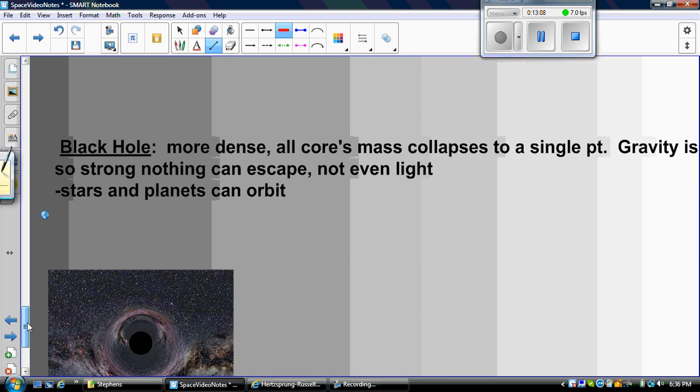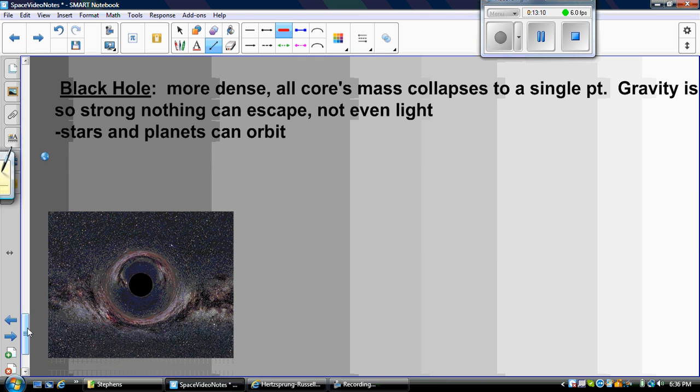Black holes are even more dense. So this is an even larger star, and all the core's mass collapses to a single point. Gravity is so strong that nothing can escape, not even light. And stars and planets will orbit black holes. At the center of every galaxy, which is a collection of stars and solar systems, is usually a black hole. And that's what our star, our solar system, rotates around.